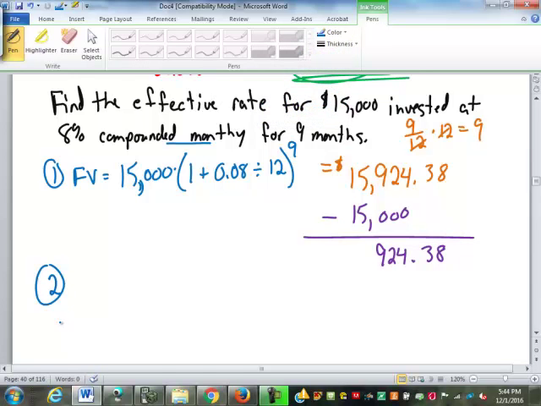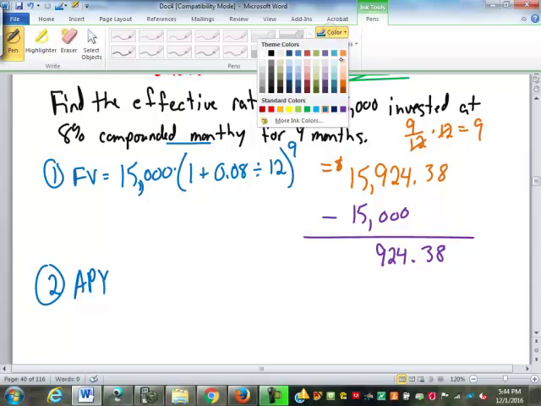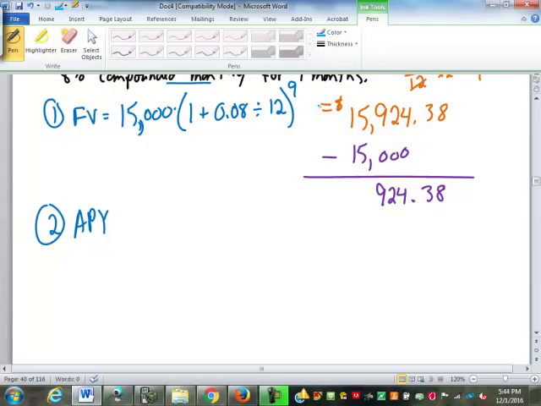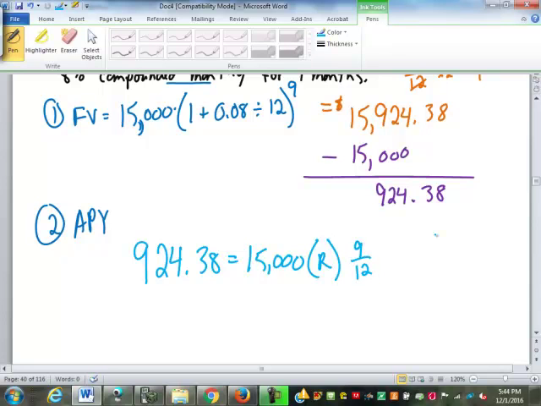So to find the effective rate, sometimes called the APY, annual percentage yield, $924.38 equals 15,000 times our rate. Now this is going to be 9/12. It's 9/12 of a year. 9 months out of 12 in a year.